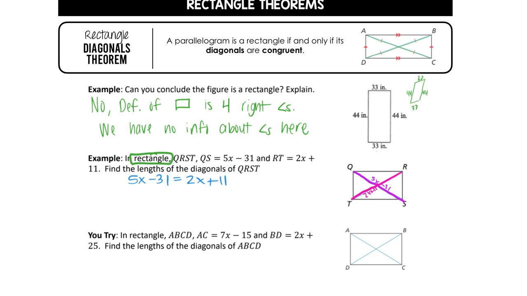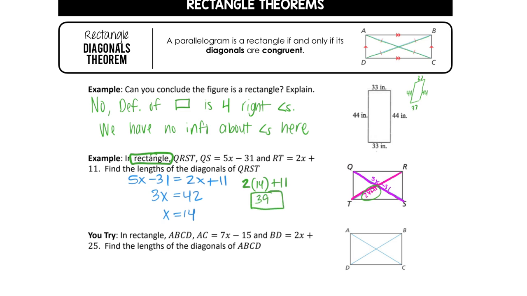And then let's quickly solve this. If I move the 2x over, I would get 3x. And if I move that negative 31 over, I would get 42. And then once we divide, we get x equals 14. And then once you have the x, you can just plug that back in. You can plug it into either diagonal, either one is fine. I tend to just pick the one that looks easier. I'm gonna do the 2x plus 11. So 2 times 14 plus 11, that would be 28 plus 11, which is 39.